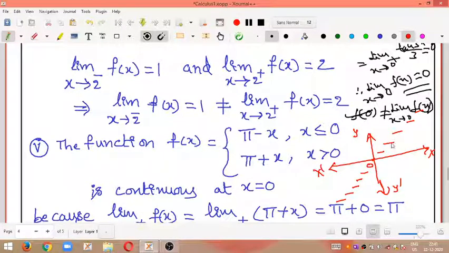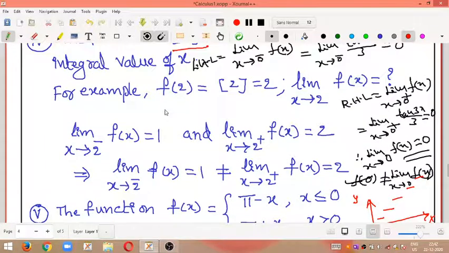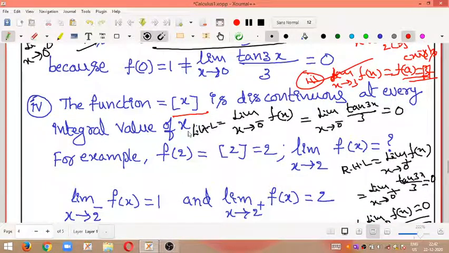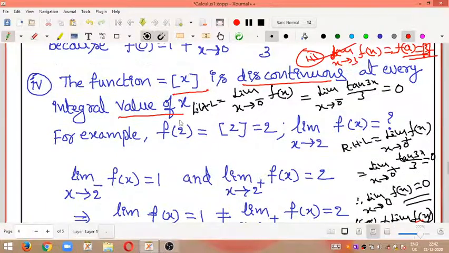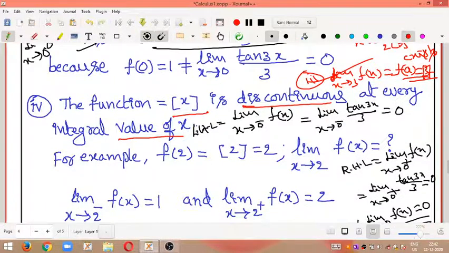Why? Because by seeing also we say that this is not a continuous function. Because there is a break in this graph. So that's why this is not a continuous function. This greatest integer function is not a continuous one. It is discontinuous at every integral value of x. At every integral value of x, the greatest integer function is not continuous, meaning discontinuous.